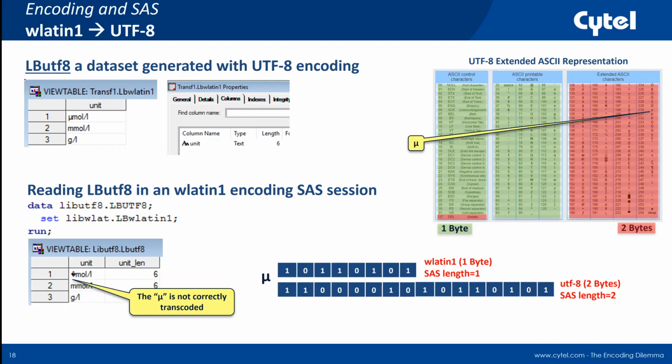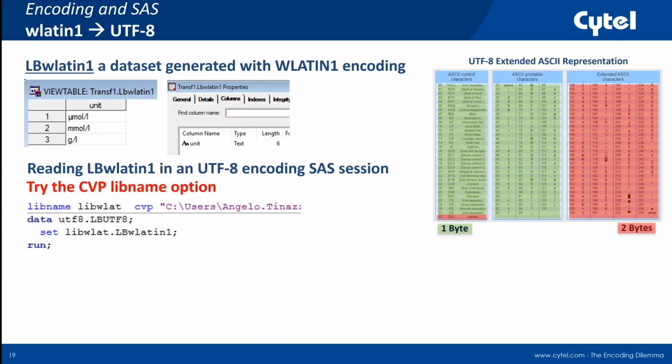And if we look at the numeric representation in the two encoding systems, we can see they are 2 different characters. This difference is also reflected in the SAS length, where the micro symbol is of length 1 in WLatin1, while the same is of length 2 in UTF-8. So this explains the wrong transcoding.